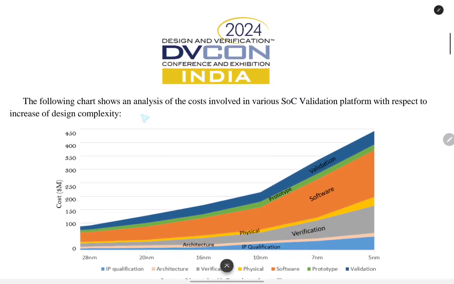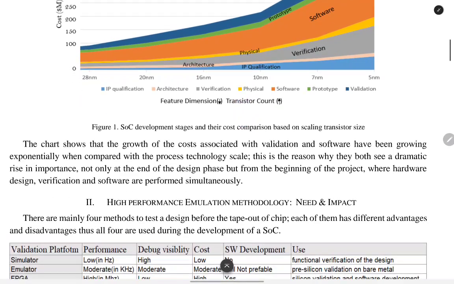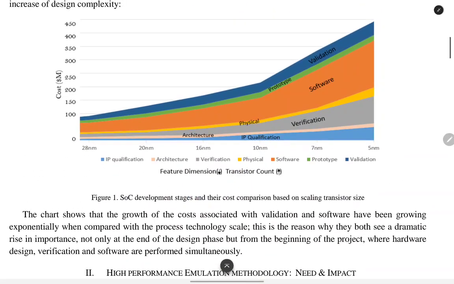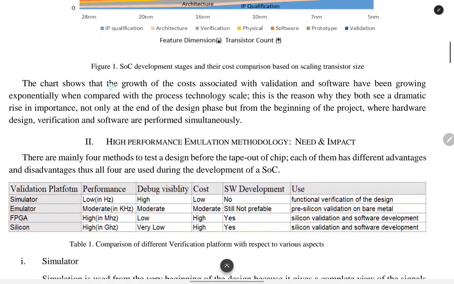The following chart shows the analysis of the cost involved in various SoC validation platforms with respect to the increase of the design complexity. Figure 1 is a system on chip SoC development stages and their cost comparison based on a scaling transistor size. The chart shows the cost associated with the validation of software has been growing exponentially when compared to the process technology scale.